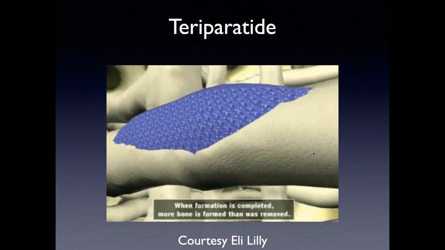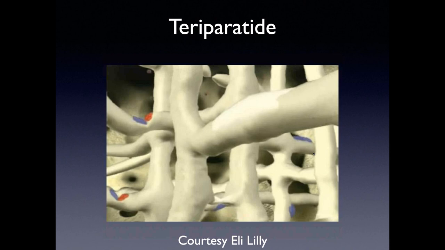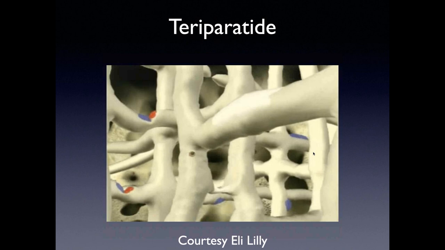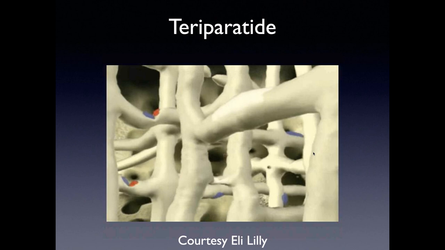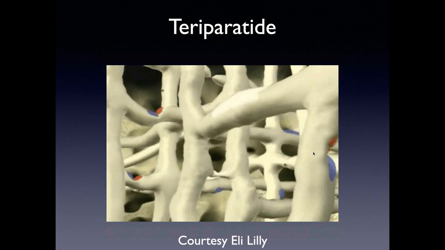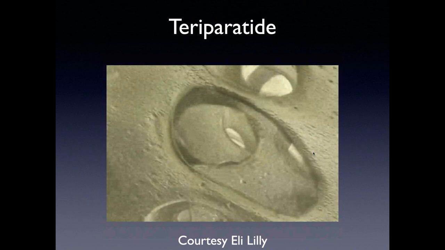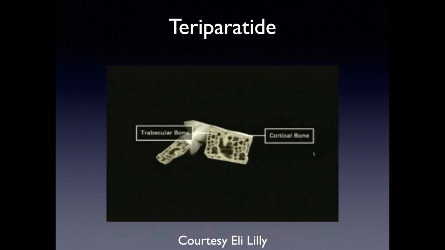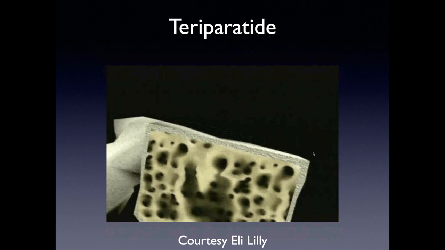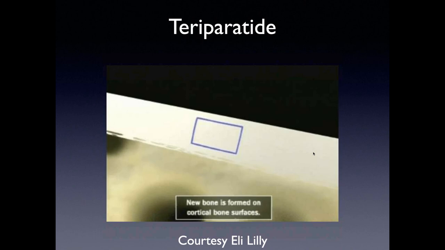Teriparatide's anabolic action increases skeletal mass and bone strength. As we leave the scene, we see the increased number of active remodeling sites. In each site, bone formation exceeds bone resorption. Furthermore, teriparatide also acts on cortical bone surfaces to form new bone.